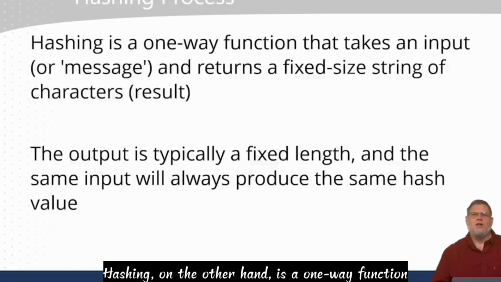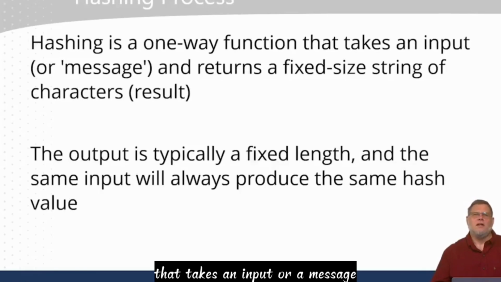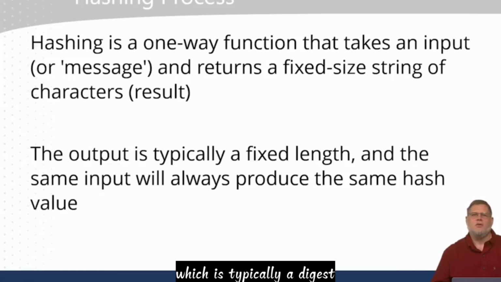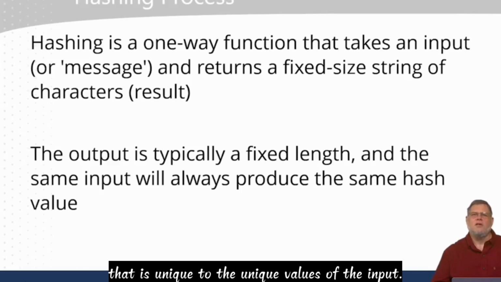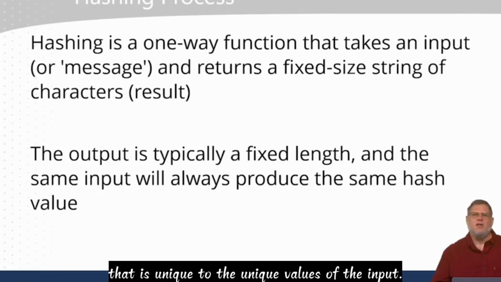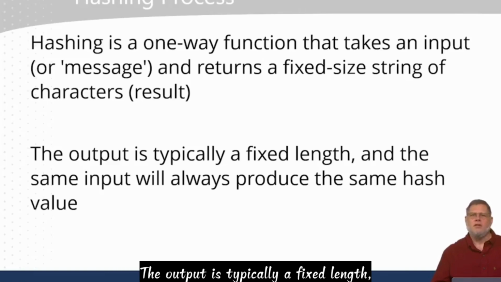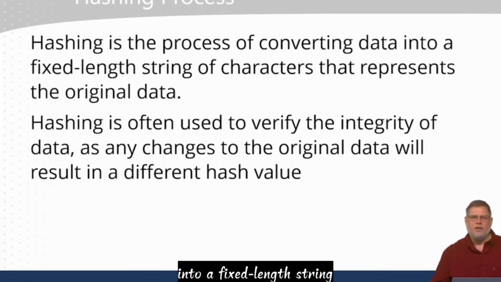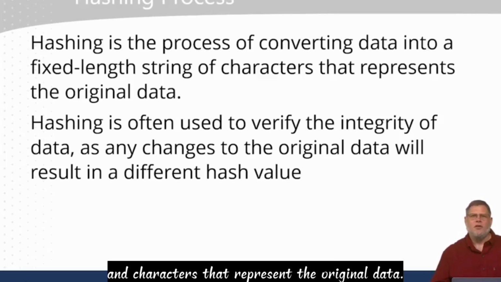Hashing, on the other hand, is a one-way function that takes an input or a message and returns a fixed size string of characters, which is typically a digest that is unique to the unique values of the input. The idea is to take an input, perform some mathematical operation on it, and get an output of a fixed length. The same input will always produce the same hash value or digest. Hashing is the process of converting data into a fixed length string of characters that represent the original data.